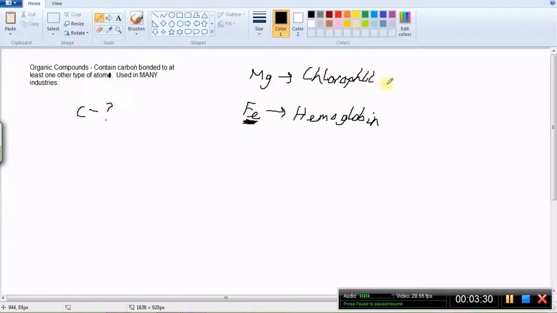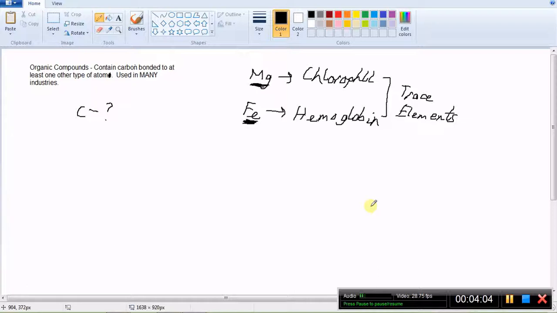So those are two really important examples of what we call trace elements. Trace meaning there's not a lot of them. We don't have a lot of iron in our bodies compared to carbon, hydrogen, oxygen, and nitrogen, and those other elements, but it's important nonetheless, and we wouldn't be able to live without these. Same thing for plants. If they didn't have magnesium, they wouldn't be able to do photosynthesis, they wouldn't be able to make any of their own glucose, and so they probably wouldn't be alive, at least not the way that we know them today.